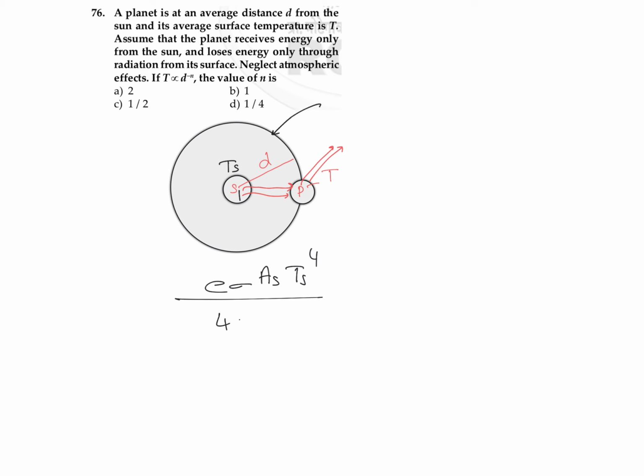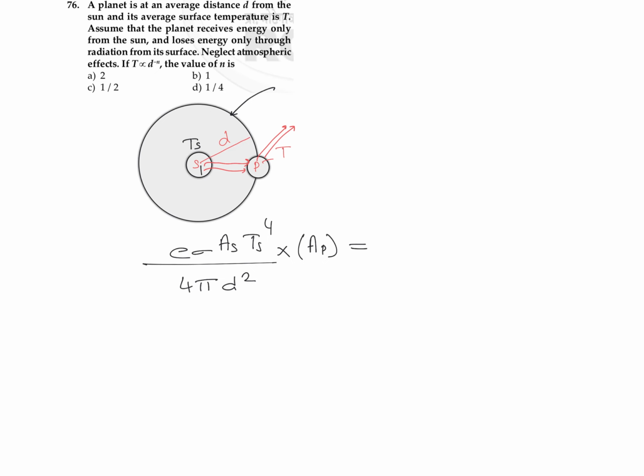The area of the sphere is 4 pi d square. So this much energy arrives on the surface, and multiplied by the cross-sectional area of the planet is the total energy received by the planet. This is equal to the amount of energy emitted by the planet, which is e sigma A, where A is the area of the planet, into the temperature of the object raised to 4.